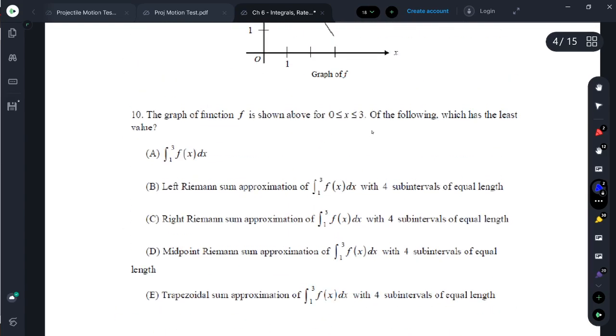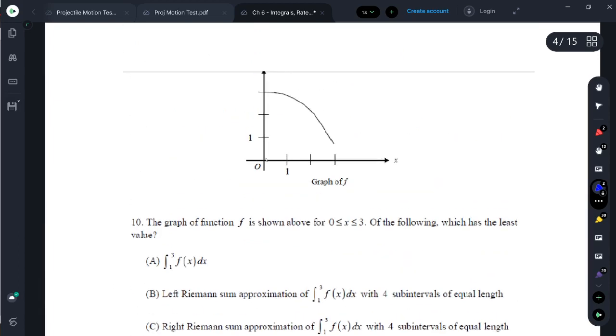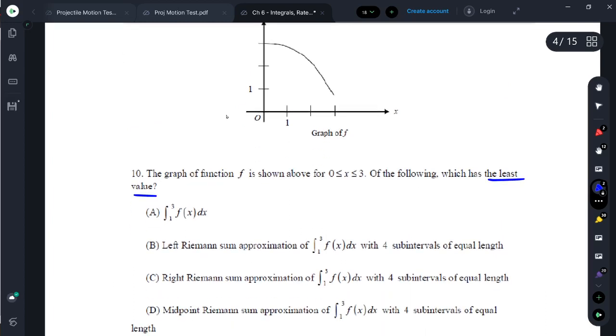All right, next up we have another kind of question, which has the least value, but this time we're talking about over-under approximations. So I think I had mentioned this in class, but the integral from 1 to 3, this is the exact area. So that's never, ever, ever going to be the least. And then midpoint and trapezoid, they're always a lot more accurate than left or right. So either left or right, those are always going to be our most extreme. So these are never going to be the least. So you got a 50-50 shot.